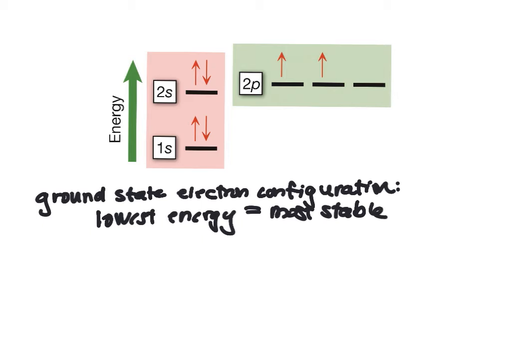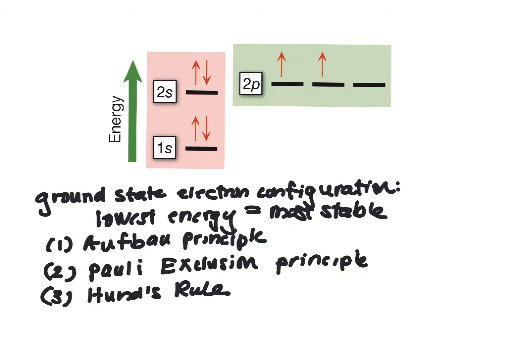So it is the most stable configuration of electrons for an atom. We can predict the ground state configuration by following 3 rules. So if you remember, the rules are as follows. The 3 rules are the Aufbau principle, the Pauli exclusion principle, and Hund's rules. The Aufbau principle, or the build-up principle, means that orbitals fill in order of increasing energy from lowest to highest.